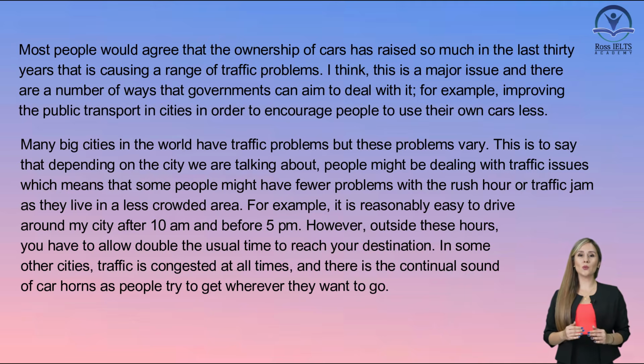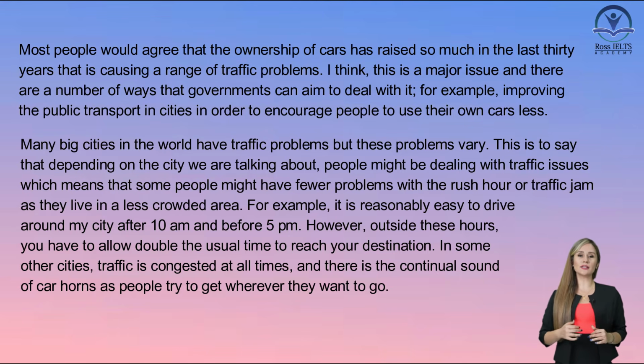Many big cities in the world have traffic problems, but these problems vary. This is to say that depending on the city we are talking about, people might be dealing with traffic issues, which means that some people might have fewer problems with the rush hour or traffic jam, as they live in a less crowded area. For example, it is reasonably easy to drive around my city after 10 a.m. and before 5 p.m. However, outside these hours, you have to allow double the usual time to reach your destination.